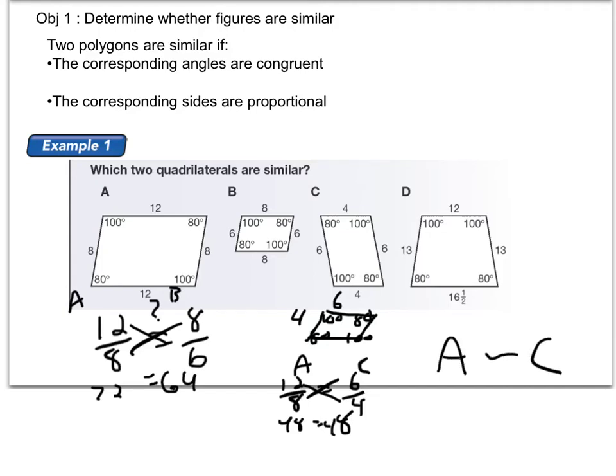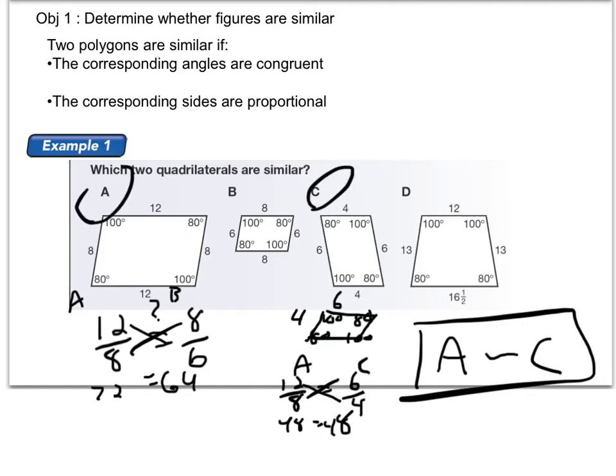And this little squiggly line is the symbol for similar. And since A and B were not similar, then B and C cannot be similar either. That's because A and C go together. Since these two go together and these two don't, these two cannot.